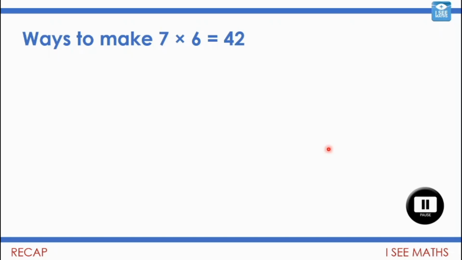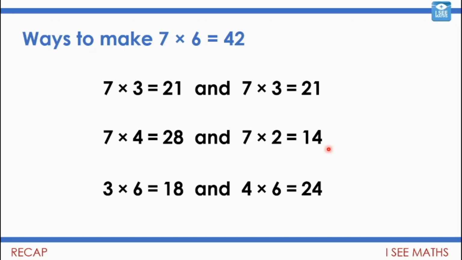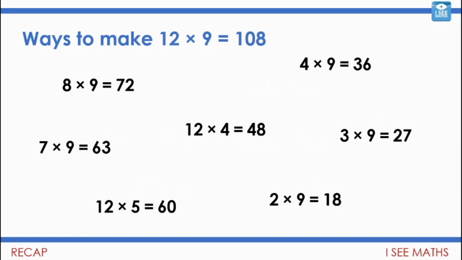Okay, let's have a look at some possible combinations. Of course, you could do this in different ways. It could be 7 times 3 equals 21 and another 7 times 3. That's a way of breaking down 7 times 6. Or maybe 7 times 4 and 7 times 2 is 7 times 6. Or equally, it could be 3 lots of 6 and 4 lots of 6. Makes 7 lots of 6 in total. So different ways there.